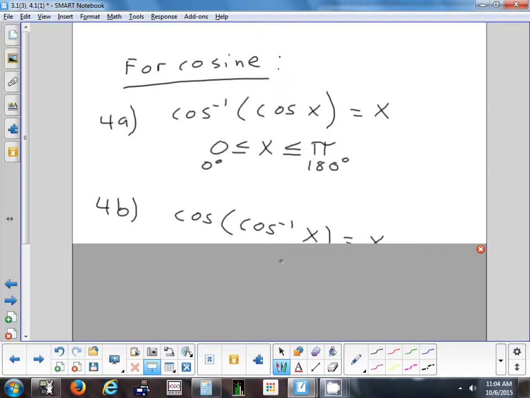Okay, and it's the same idea. You could try this on your own. Type in inverse cosine of cosine. Pick a number between 0 and 180 and it'll work. Pick a number higher than 180, try 200, and you'll get a different answer back. It won't work.